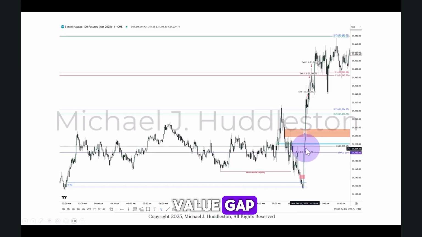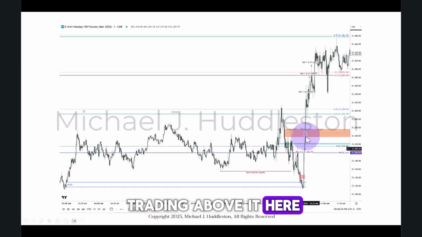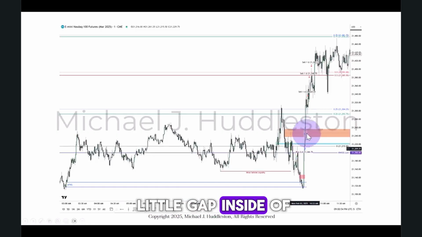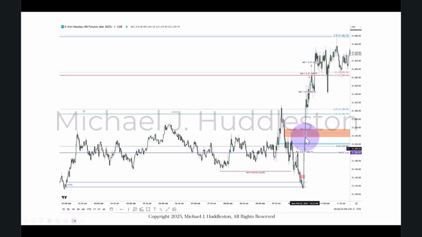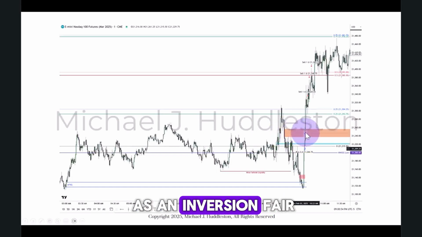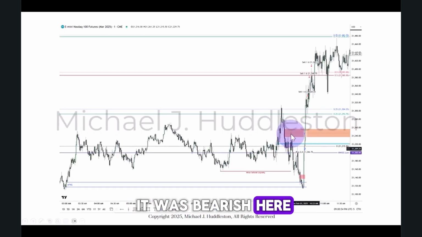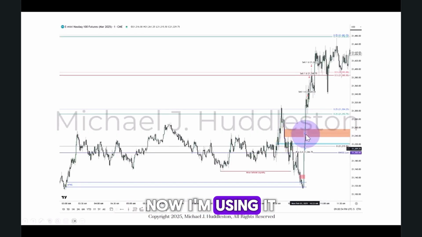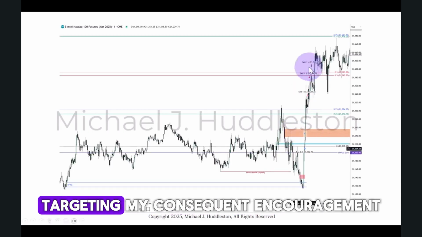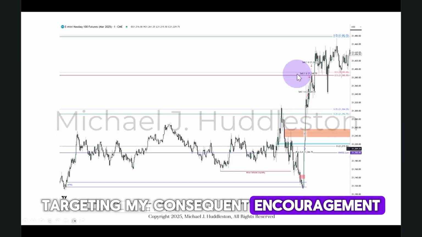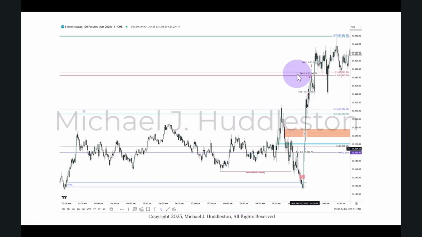First percent fair value gap. You can see it trading above it here, and then it creates that little gap inside of this old SIBI, sell side of balance, buy side of inefficiency. I'm going to trade it as an inversion fair value gap. That means it's reversing its role from where it was bearish here initially. Now I'm using it to anchor a bullish idea for my entry, going long, targeting my consequent encroachment of the new week opening gap. Very, very simple, but not easily executed on a day like this.